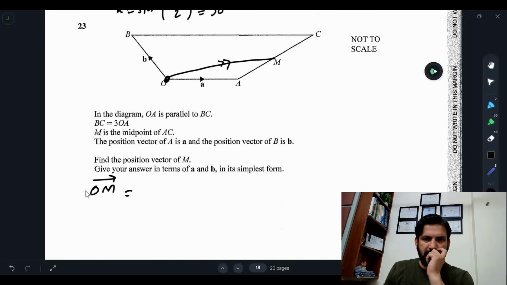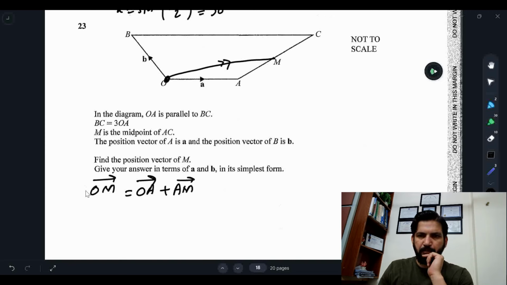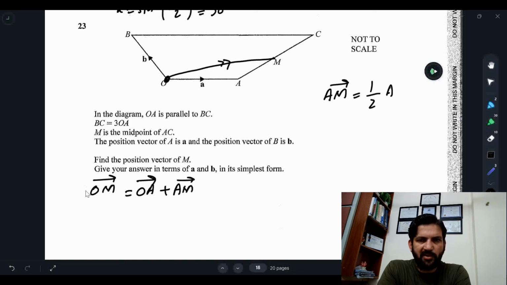OA plus AM. Now what about AM? M is the midpoint of AC. It means that AM is half of AC. Okay, what about then AC? Now, how can we find out the AC?